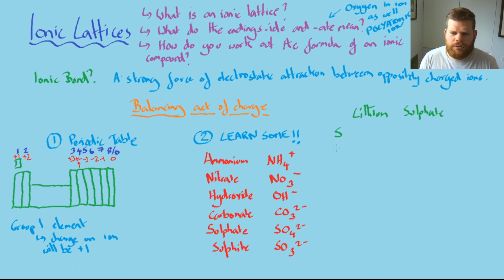So we've got symbol, charge, balance, and formula. This time with our lithium, our symbol is Li. Again, I would get that from the periodic table. Sulfate is SO4, and I know that because I've learnt it. My charge is +1. My charge is -2. Then I've got to balance them out. So this time I've got +1 to balance out this -2. So I know I'm going to need 2 lithiums for every sulfate. So therefore my formula is going to be Li with a little 2 SO4.